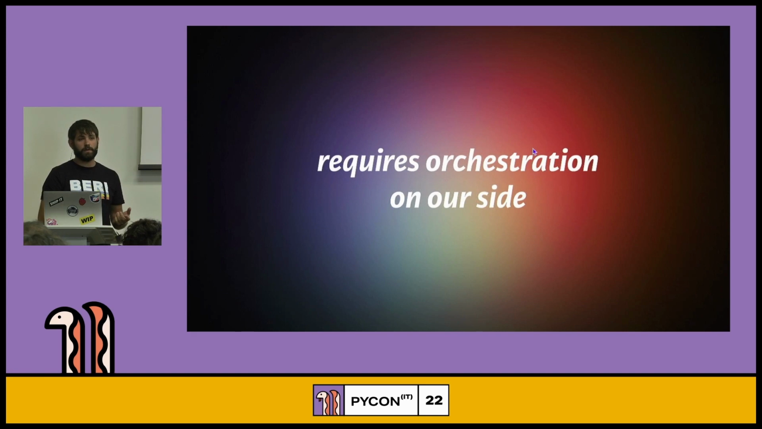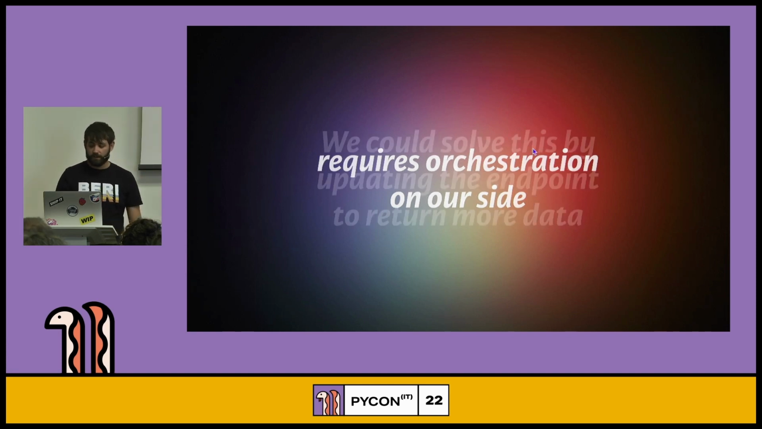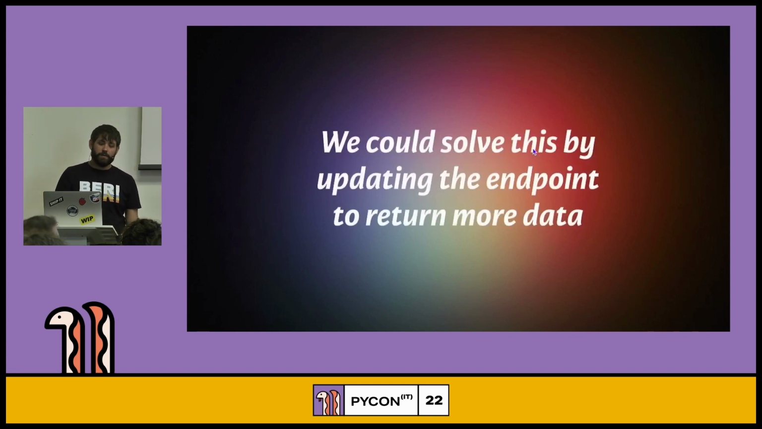We might have a lot more, but that means that we need to make some decision on what happens when one of them fails, or if you want to wait for all of them to be done, or you want to show partial data while the other ones are loading. And we could solve this by updating the endpoint to return more data.